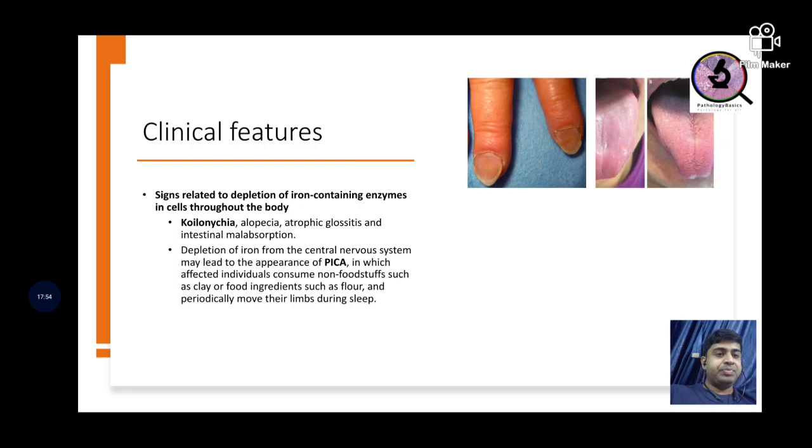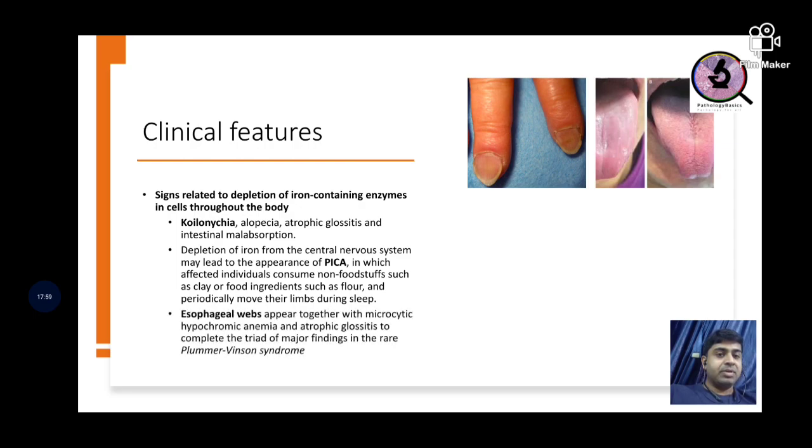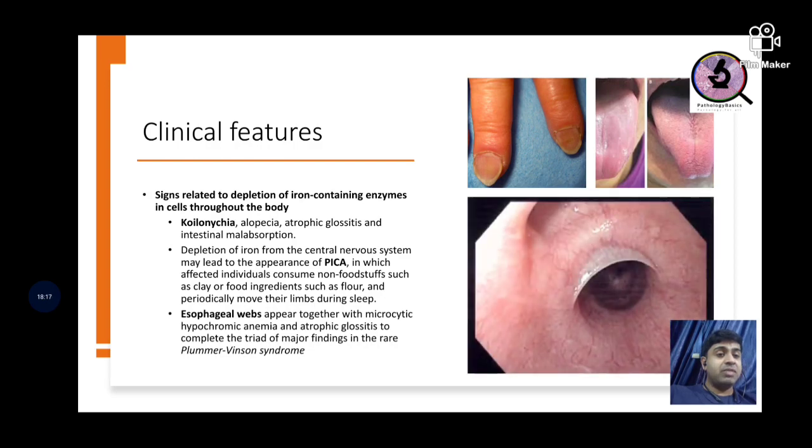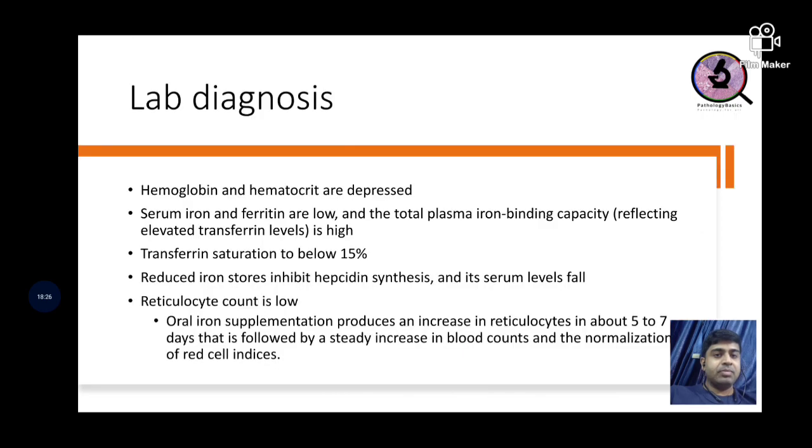Reduced iron stores will inhibit hepcidin synthesis, so if you measure serum hepcidin levels, they will fall. Retic count, of course, will be low, but when you start supplementing iron, then it leads to a reticulocytosis in about 5 to 7 days, and this is the diagnostic feature of iron deficiency anemia. So we covered the first part of anemias due to diminished erythropoiesis, that was iron deficiency anemia.